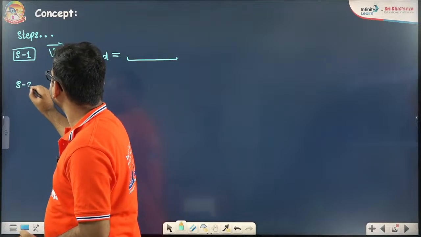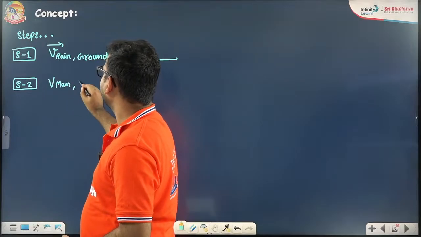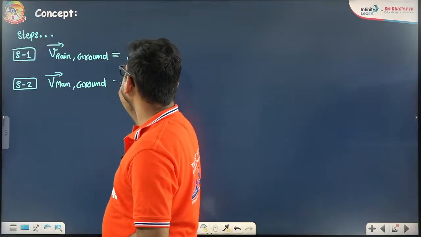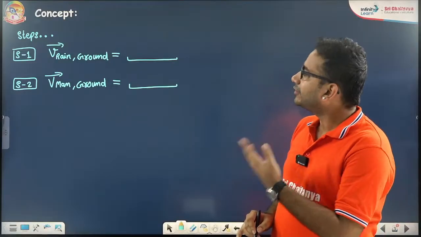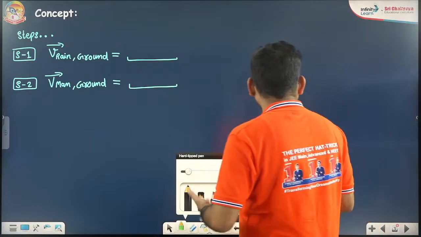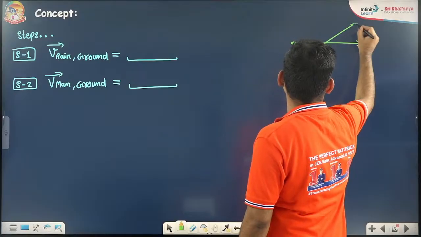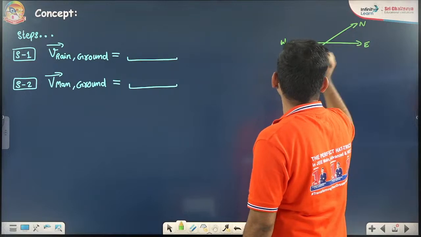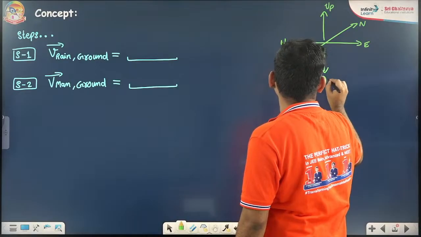Step 2. I will be writing velocity of man with respect to ground. Man or observer or a girl, in any situation, anything can be there. So you have to write this, either represent it diagrammatically or write it in terms of i cap, j cap, k cap. Writing in terms of i cap, j cap, k cap, like I'll tell you, these are the directions on the ground: east, west, north, south. This is up and this is down.